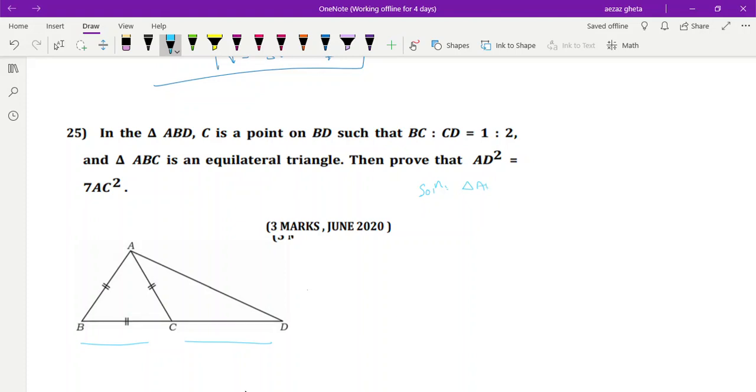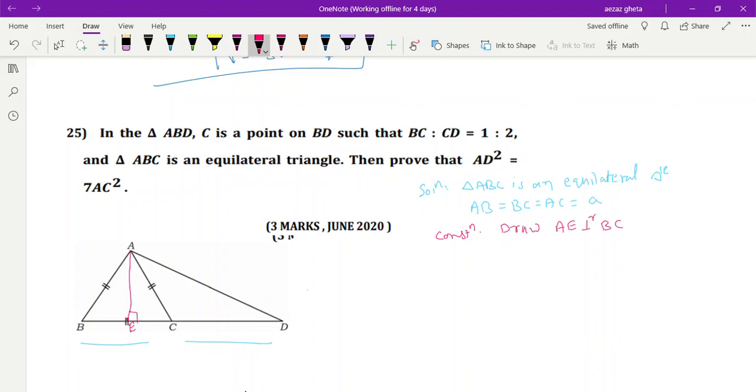Triangle ABC is an equilateral triangle. If it is an equilateral triangle, all the sides are equal. AB is equal to BC is equal to AC is equal to, just take it as a, and we need to do one construction. Draw from A, so AE perpendicular to BC. So just draw AE, perpendicular to BC or BD, whatever. BC or BD, same thing.